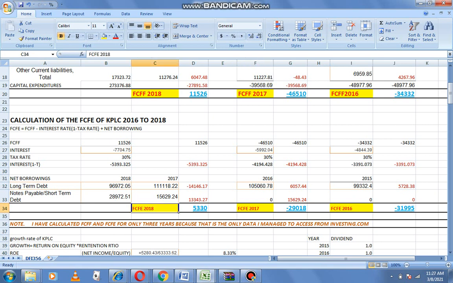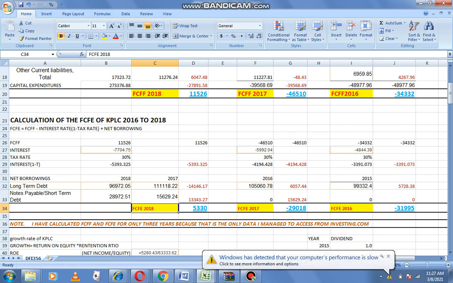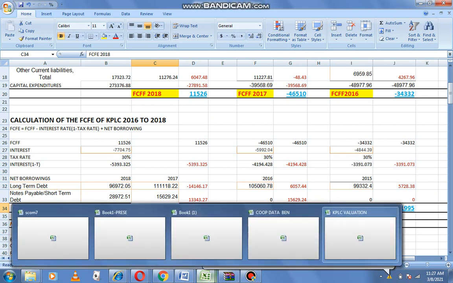As you can see on the screen, this is basically how you are expected to present your work, nicely organized and looking attractive. So when you get all the values of FCFE from, let's say, 2015 to 2020, you can then calculate the growth rate of the cash flows, just as I had previously shown you.